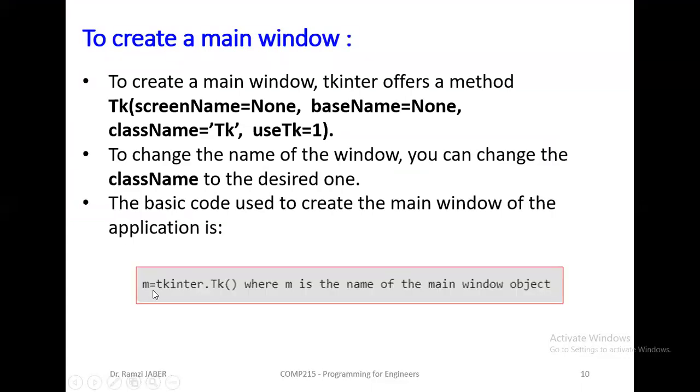So m equals tkinter dot Tk. Here we have built-in functions inside this library, capital Tk, where m is the name of the main window variable, the first window. We can create many windows in the application, so m, you can make it window 1, window 2, window 3, whatever. So m is a variable. It's optional, but we need to do it. So m is the name of the window object, okay?